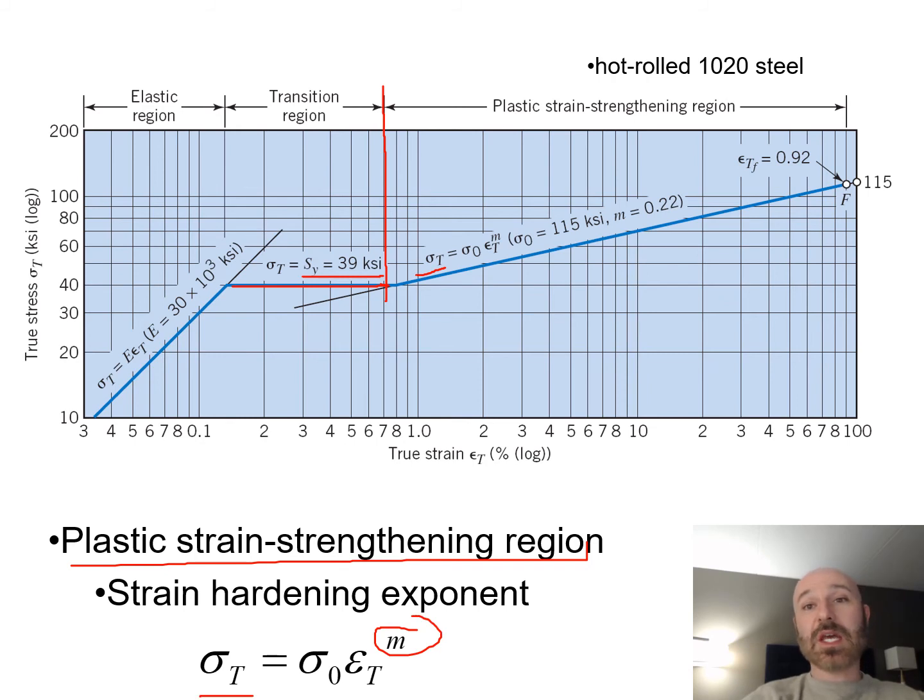So sigma T is equal to our sigma naught times E sub T, which is our true strain, to the power of M. For our case here, M is given in this region for our hot rolled 1020 steel as 0.22, and our sigma naught is given as a value of 115 KSI. So we can plug in those two values in order to get our information for our true stress and our true strain.